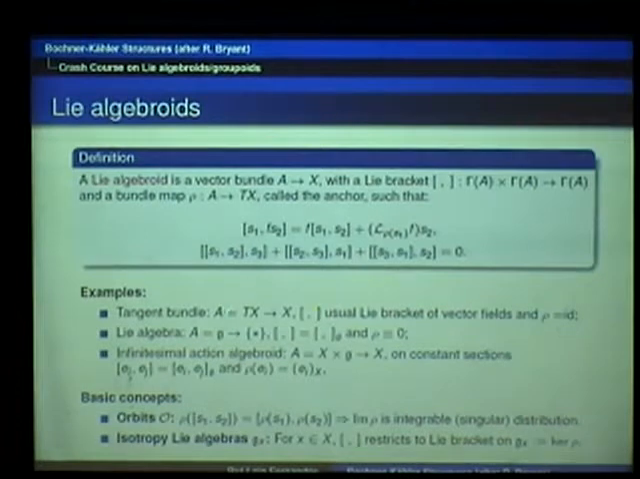In the tangent bundle, there is only one orbit, and the isotropy is trivial. In the case of a Lie algebra, there is only one orbit, which is the point, and the isotropy is just the Lie algebra G. All right.